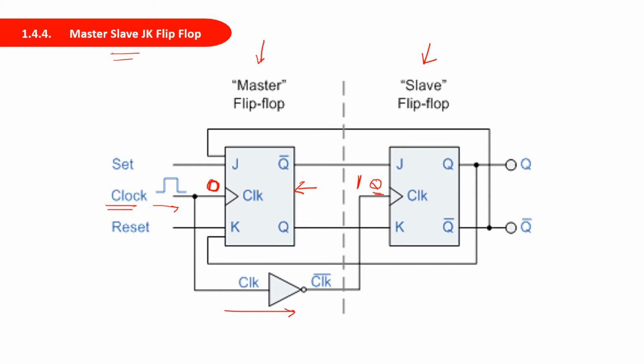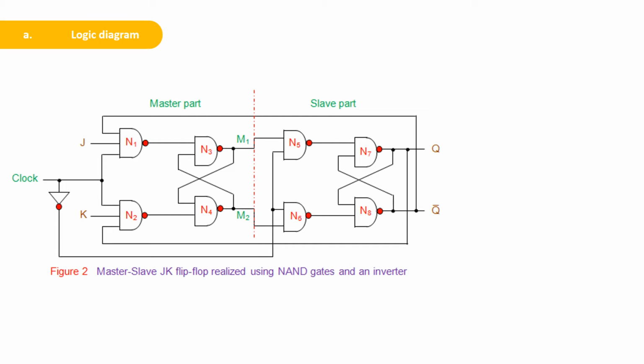So at a time only one flip-flop is working, and the output of the slave flip-flop is fed back as the input of your JK flip-flop, and similarly the output of the master is used as the input of your slave. So this is the master slave JK flip-flop combination. This is the logical diagram of your master slave JK flip-flop. So here you have the master part, and here is the slave part.